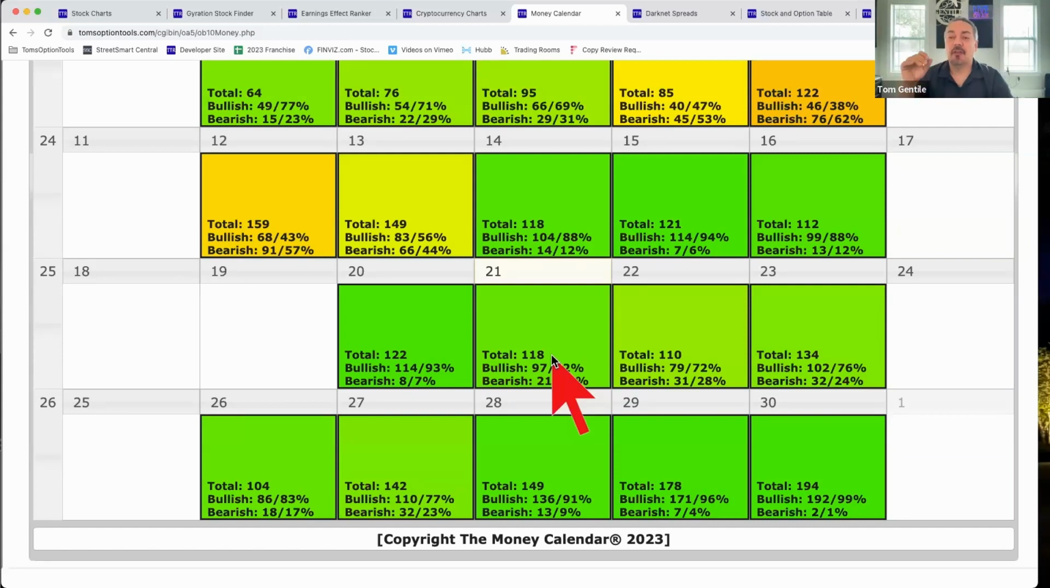Historical trading patterns telling us that if we get into the stock today, going forward, based on what we've seen in time, and this is a minimum of 10 years back test, I see that 97 of those trades are bullish and 21 are bearish.